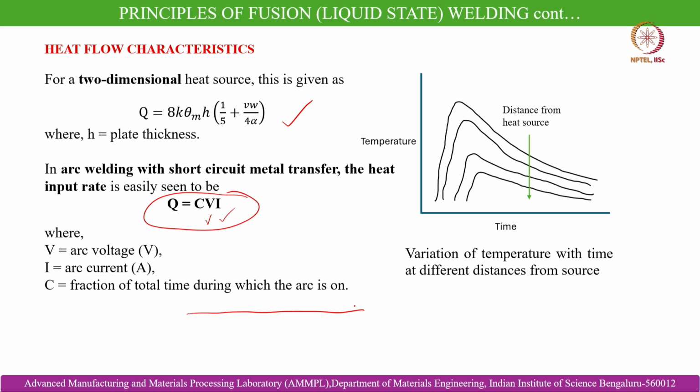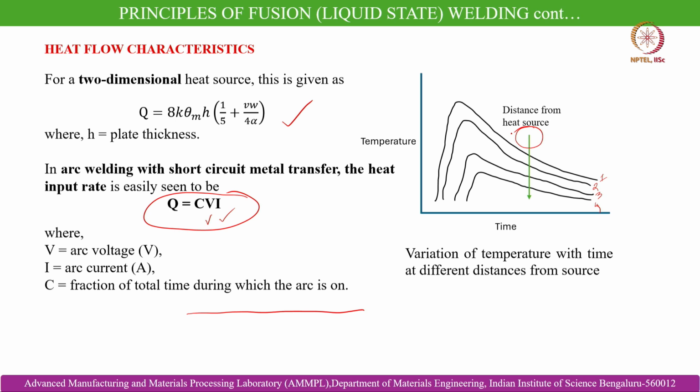So, this is the distribution of temperature with time, or the variation of temperature with time, at different distances from the welding heat source. It is quite easy to understand. You can see that as we move further from the heat source, the temperature decreases. You can follow these lines 1, 2, 3, 4, which are further and further from the heat source, which is located over here.